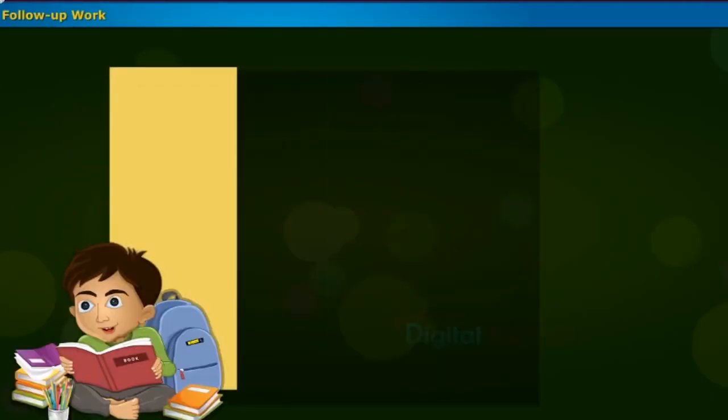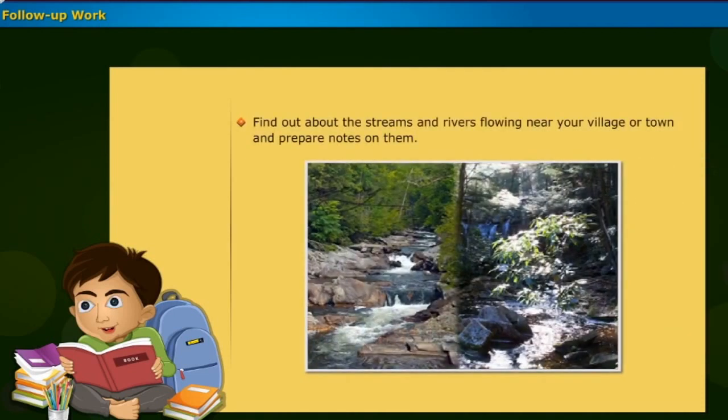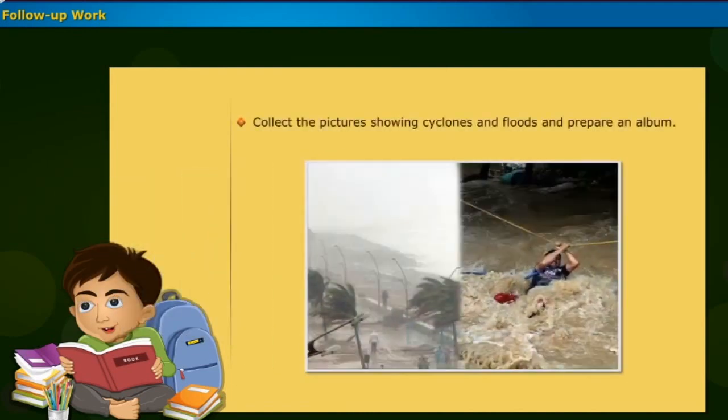Follow-up work. Make your own rain gauge and measure the amount of rainfall that occurred in your place. Find out about the streams and rivers flowing near your village or town and prepare notes on them. Collect the pictures showing cyclones and floods and prepare an album.